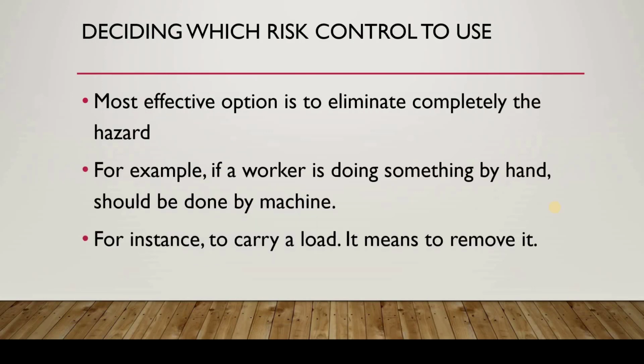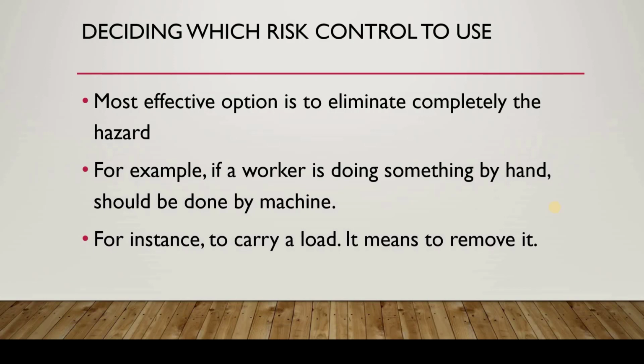So the most effective option is basically to completely eliminate the hazard. How can we completely eliminate the hazard? For example, if a worker is doing something by hand, it should be done by the machine. For instance, to carry a load by the machine means to remove the hazard. If the worker is carrying the load by himself, then there is a high risk and hazard. But if that work is done by the machine, then we can say that the risk has been eliminated.